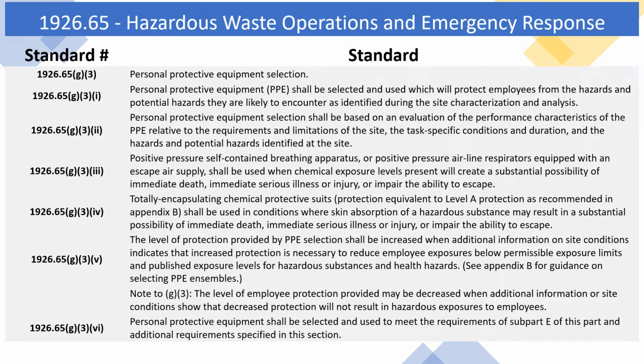Note 2, G3. The level of employee protection provided may be decreased when additional information or site conditions show that decreased protection will not result in hazardous exposures to employees. 1926.65 G3 6. Personal protective equipment shall be selected and used to meet the requirements of Subpart E of this part and additional requirements specified in this section.